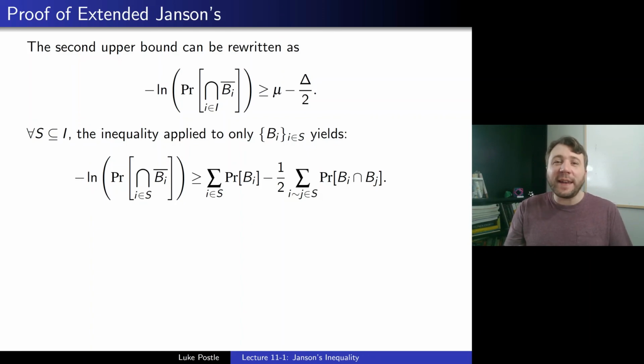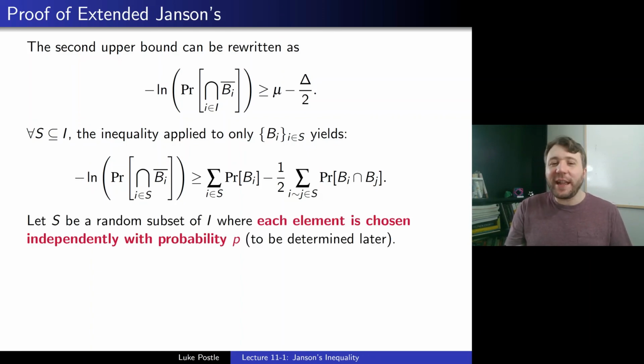So what good is that? Now we'll use randomness. We'll let S be a random subset of I, where each element is chosen independently with probability p, to be determined later. So we're going to use the probabilistic method to prove a probability theorem. This is delightful, right? The idea is that we'll use this randomness and try to conclude that there is actually a decent choice of set S to apply this to, that will then allow us to do this extended Janson's. So let's proceed with that.